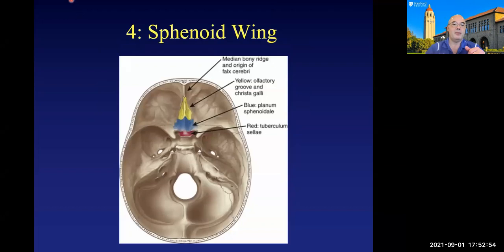Okay, so the next tumor I want to talk about is the Sphenoid Wing meningiomas. And again, looking back at the anatomy of the skull here, this is a sphenoid bone right here, and it kind of arcs out like the wings of a bird. You can see one on each side. So this is called the Sphenoid Wing.